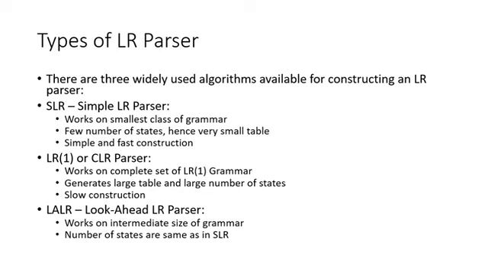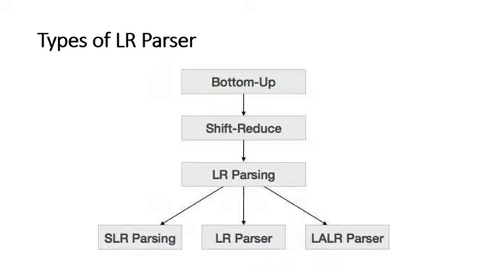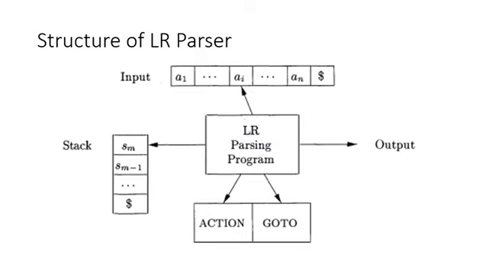So let us go about with the first one, that is the SLR parser. We will just see a tree of it. The bottom up parsing is given as shift reduce, and shift reduce is the LR parser, which is divided into 3, that is SLR, LR and LALR parser. So let us come to the first one, that is the SLR parser.